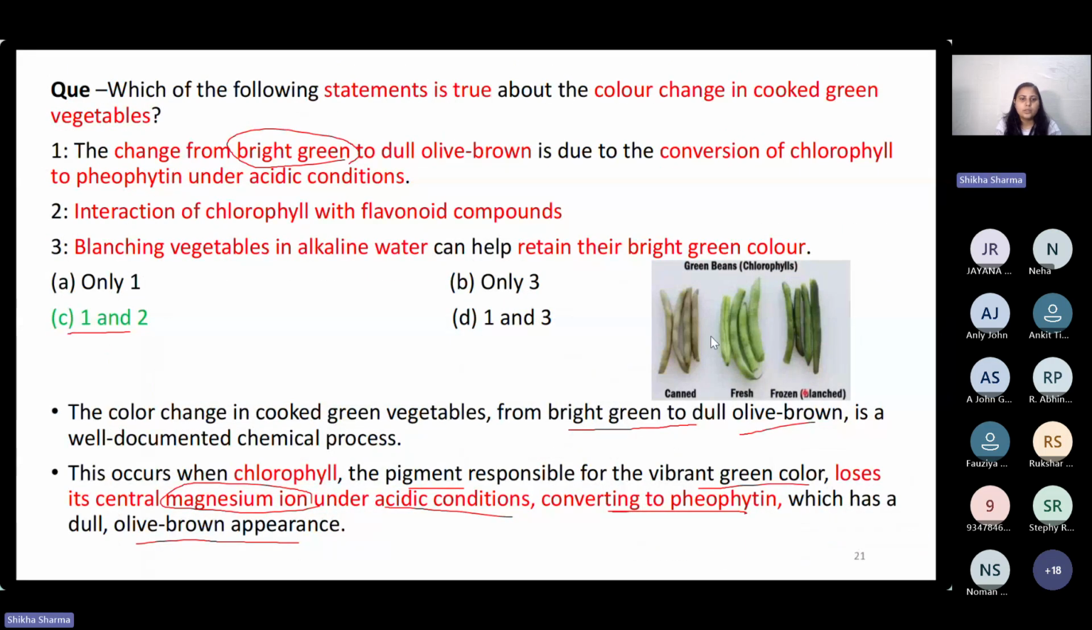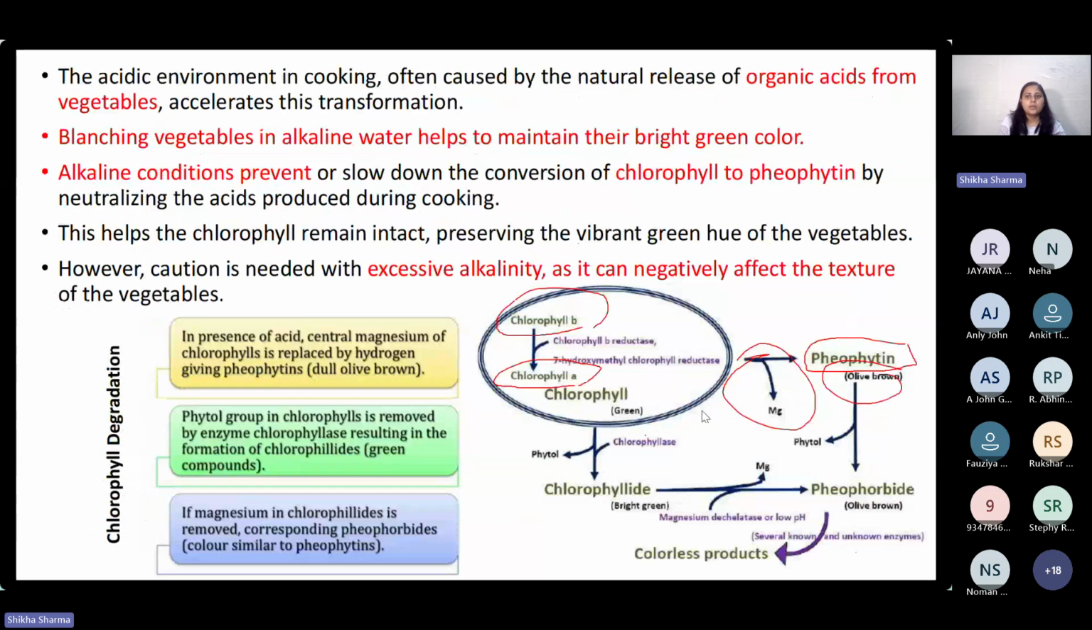We can see, this is a canned product. The acidic environment in cooking is often caused by the natural release of organic acids from vegetables, so it accelerates this transformation. If the acidic condition is there, the magnesium release will be faster, we get pheophytin, and the color will be dull.